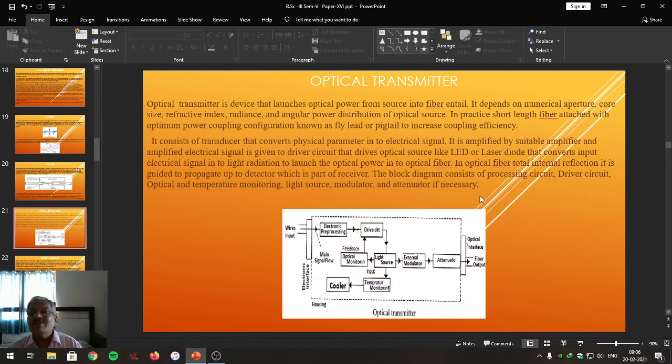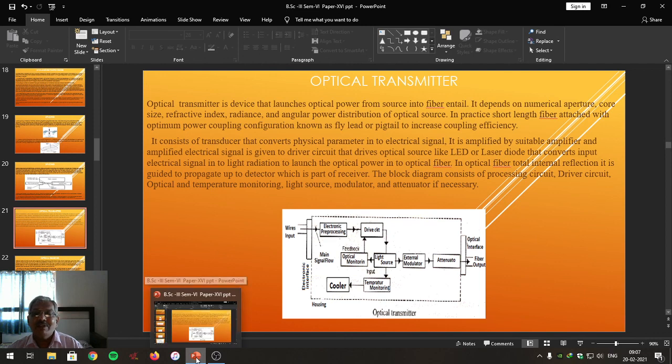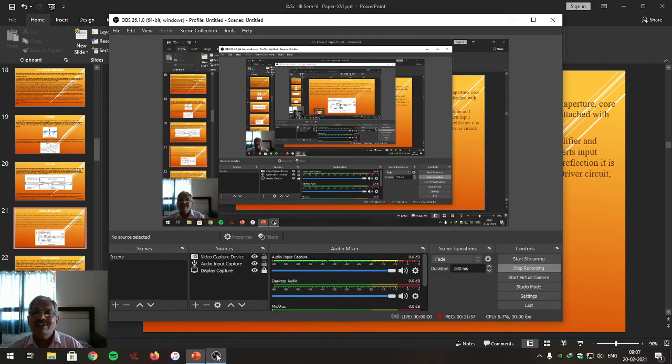Dear students, please do remember this is the aspect of the optical transmitter. This propagating energy from the optical fiber will reach the receiver, and we are going to study the optical receiver in the next period. Today we will stop here only.